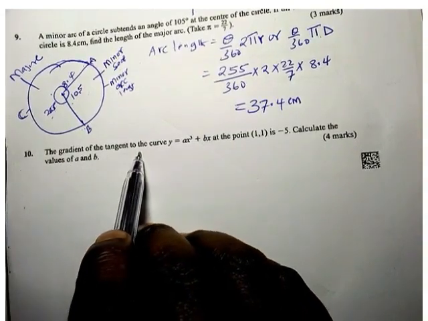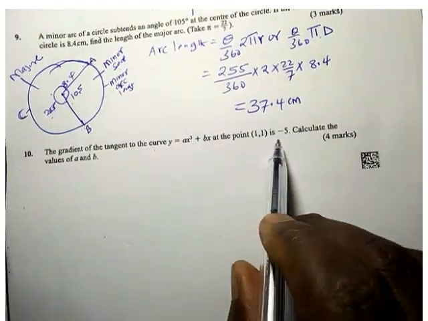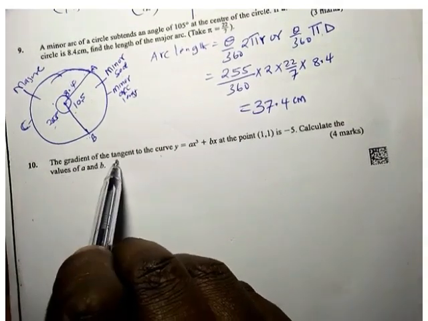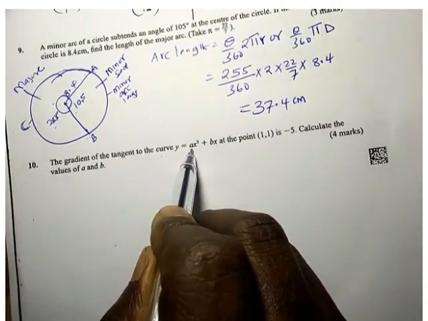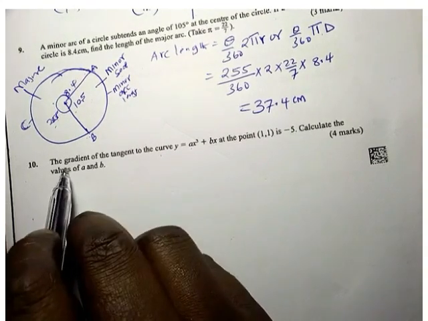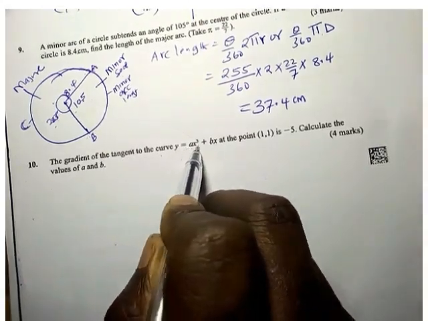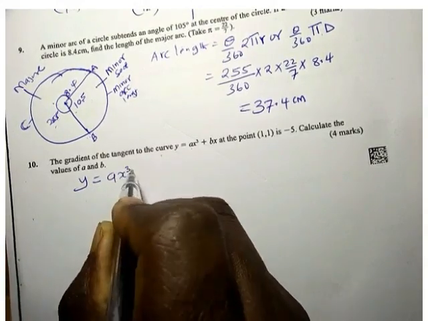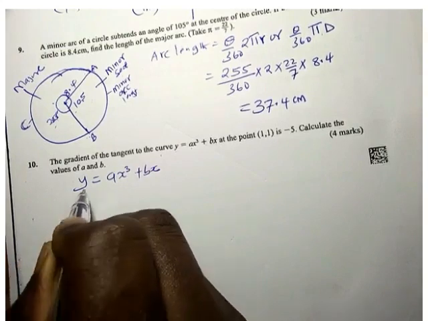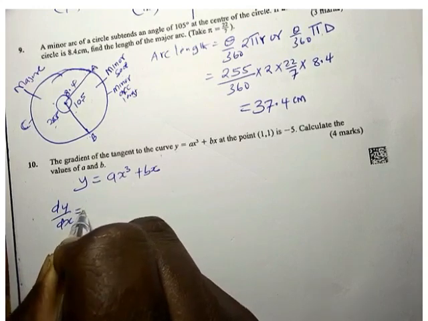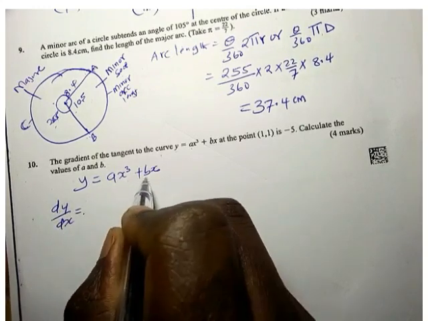The gradient of a tangent to a curve is given. Calculate the values of A and B. So this is the gradient of the tangent to the curve, and this is the equation of the curve. The equation of the curve is y equals ax cubed plus bx. So the gradient function is given by dy over dx. This is what we call the gradient function, and dy over dx is the differentiation of this.